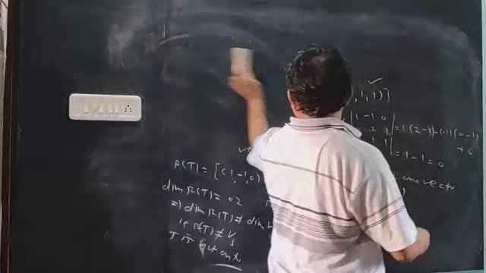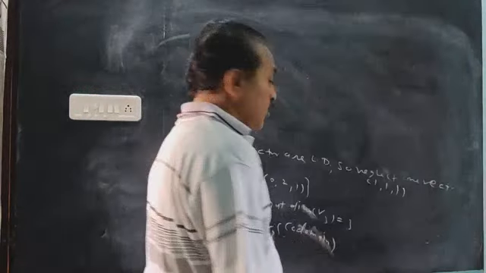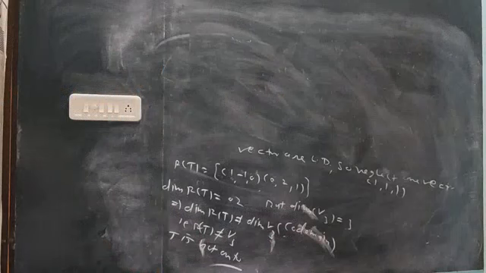So for 1-1, you have to show NT equals 0. And for onto, RT must be equal to V.